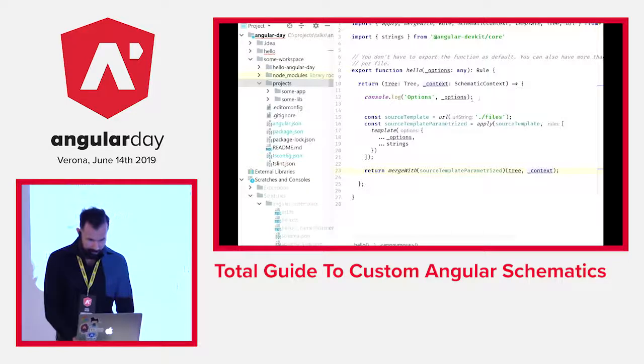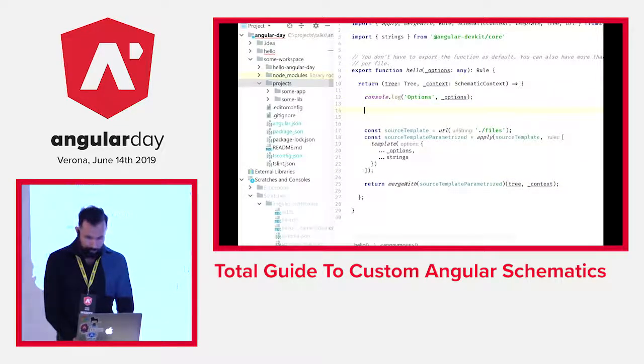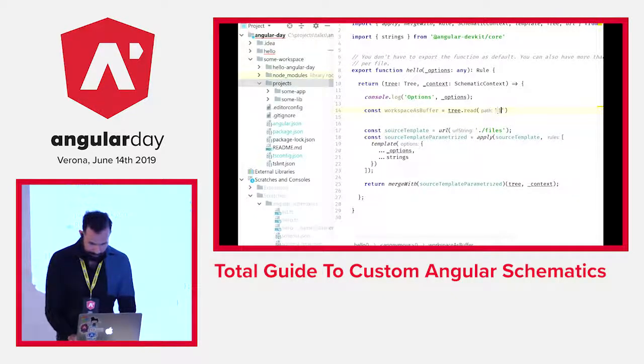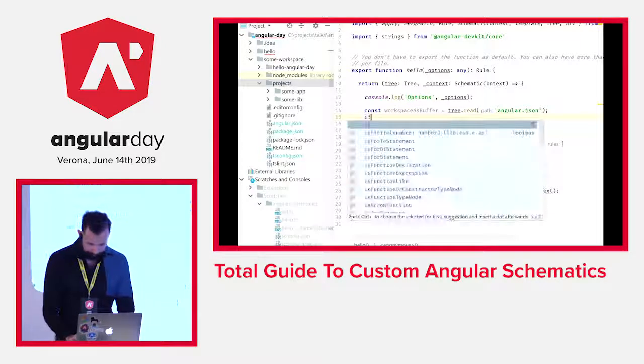So we have to add some other stuff. First of all, we have to get hold of the workspace configuration. So we have to read it from the tree. Tree enables us not only to create files, but also to read files. So we can say const workspace buffer. It will give us a buffer, and it's a tree read, and we want to read basically this angular.json file.